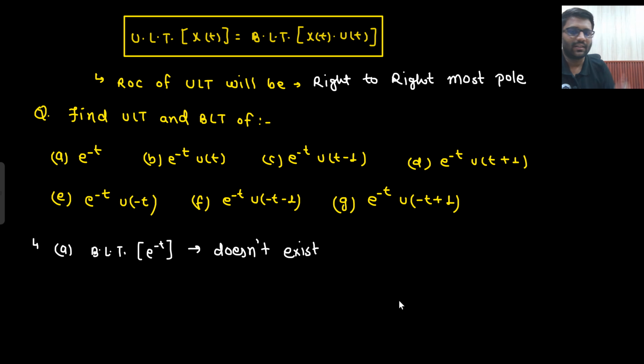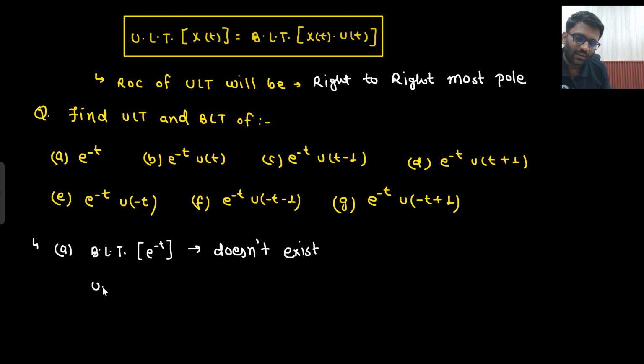We have studied e^(-t), which is e^(-t) into 1. Then 1 can be replaced with u(t) and u(-t). u(t) says you look towards plus infinity, u(-t) says you look towards minus infinity. So one ROC will be sigma greater than -1, and one ROC will be sigma less than -1. No common ROC. That means the bilateral Laplace transform of e^(-t) does not exist.